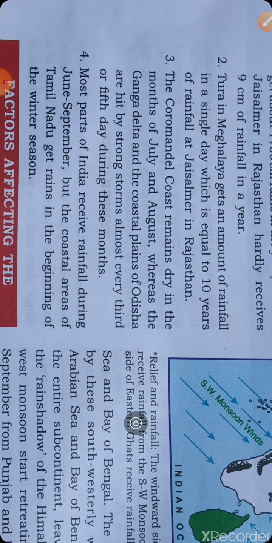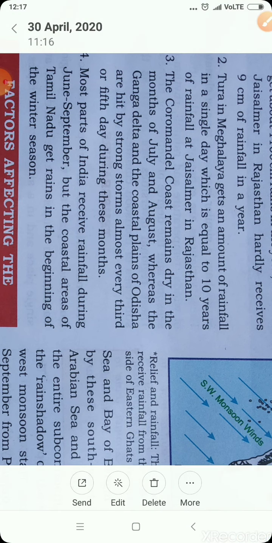The Coromandel coast remains dry in the months of July and August, whereas the Ganga Delta and the coastal plains of Odisha are hit by strong storms almost every third or fifth day during these months. Most parts of India receive rainfall during June to September, but the coastal areas of Tamil Nadu get rain in the beginning of the winter season. So this is what we have to observe and keep in mind.